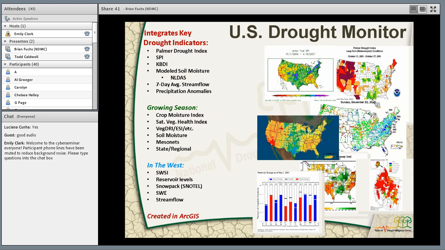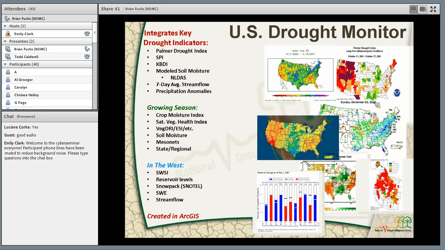So when we start looking at the data, again, I mentioned that we are looking at anything that we can get our hands on, so to speak. Some of the key indicators over time have been, again, the drought indices such as the Palmer and the Standardized Precipitation Drought Index, but also the KBDI, some of the modeled soil moisture products, looking at some of the stream flow products, and also precipitation anomalies. During the growing season, there's a whole suite of indicators that we look at that are very much related to crop production or the agricultural production across the country.